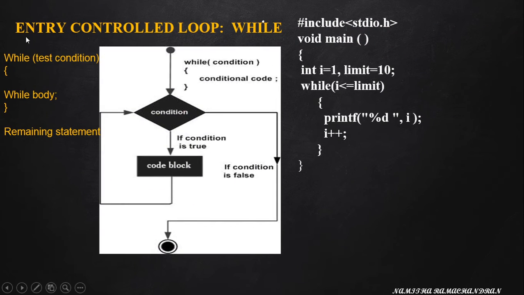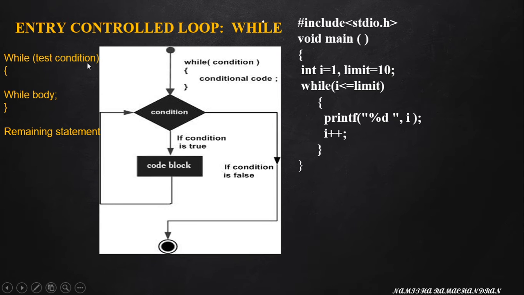So first of all, we can discuss the syntax of the while loop. The syntax is like this: keyword while, followed by a test condition, or the condition to be satisfied, present inside the parentheses. Initially, if the condition returns a true value, then transfer the control to the body of this while loop. Body of the while loop means the set of statements present inside this opening and closing braces.